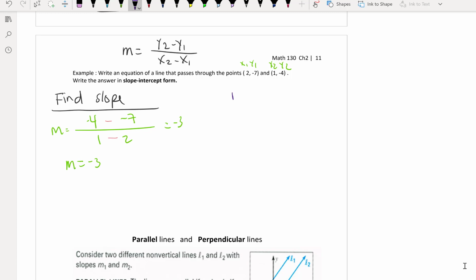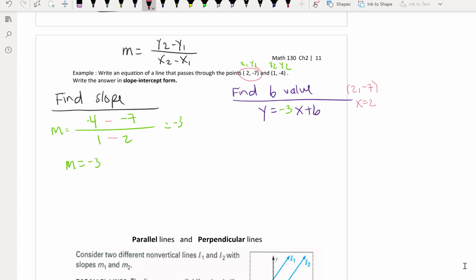Now, the next thing I need to do is find my b value. I'm going to do that by plugging in values for x and y to find b. So I have y is equal to, and don't forget your slope, you just found it as a negative 3. So to figure out b, let's pick a point. I don't know, let's just try 2 and negative 7.